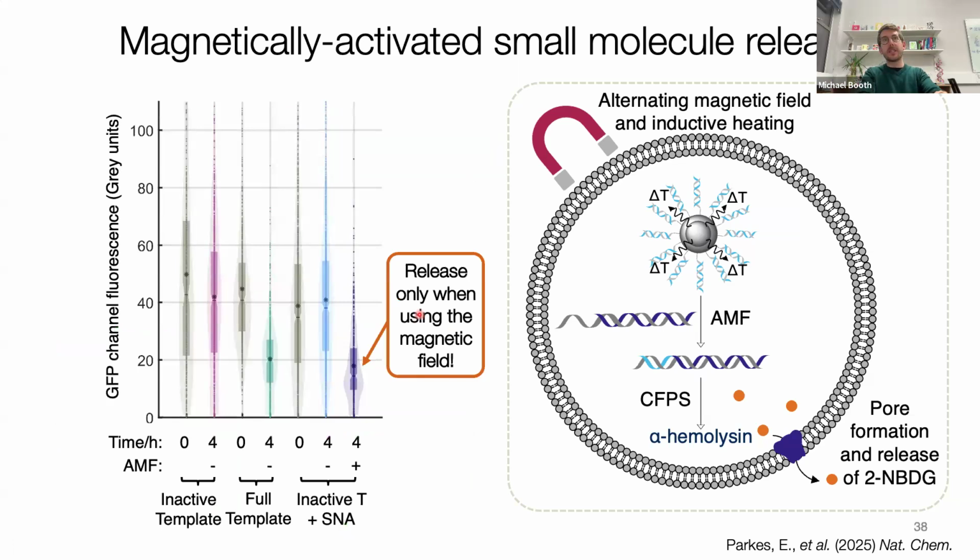And so you can then measure this, and you can see that this is a bit of a complicated figure, but I'll go through it. So with the inactive ones, nothing happens. The green molecule stays in. With the full template, we get the release, obviously, that's the positive control. But with the inactive template and the SNAs, without magnetic field, we don't see any release. But with a magnetic field, we see this similar release as if we had the full template, right? So we're getting really great control of the drug release using a magnetic field.